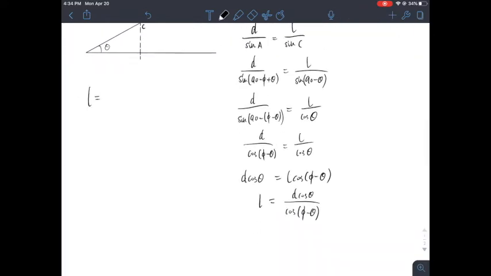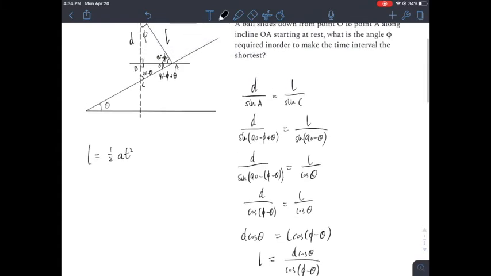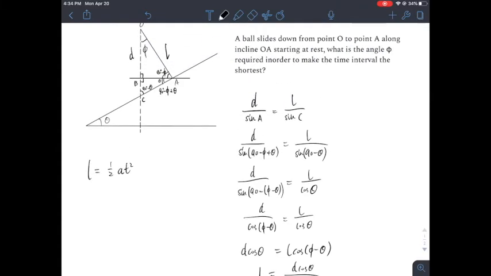Then we have solved for L in terms of geometry. But we also know that L is equal to a half times acceleration times t squared. That's our kinematic formula. And then we also know that acceleration is equal to g times cosine phi, and then we have g cosine phi times t squared divided by 2.